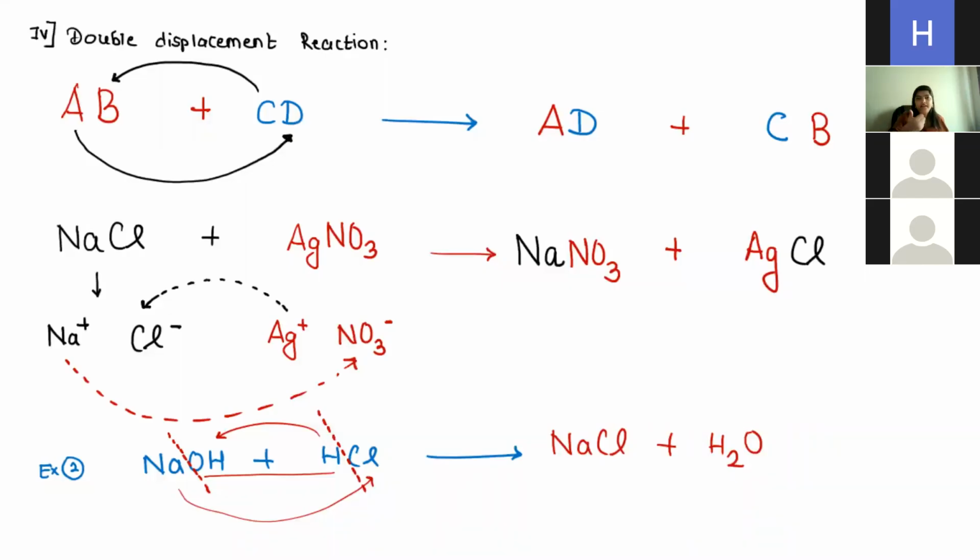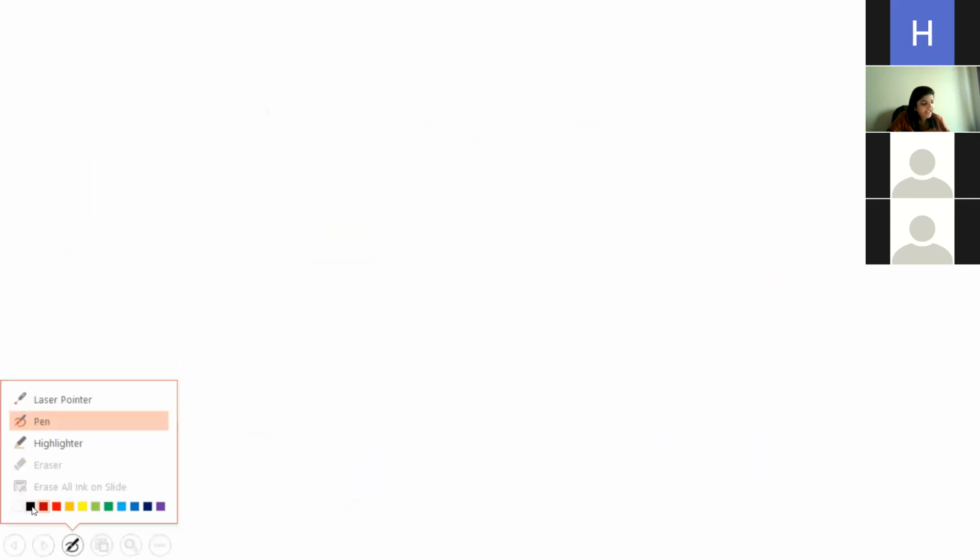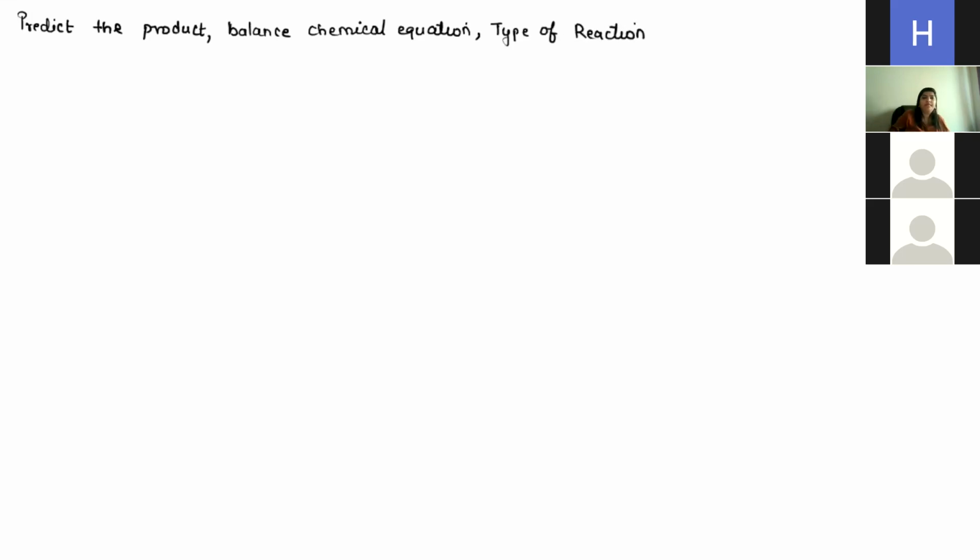You have to predict the product, balance the equation, and also tell me the type of the reaction. Okay, so predict the product, balance the chemical equation, and write the type of reaction.